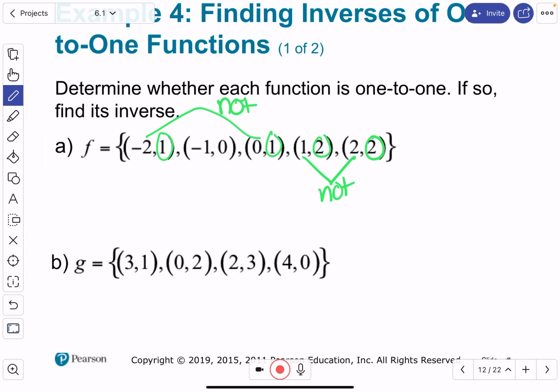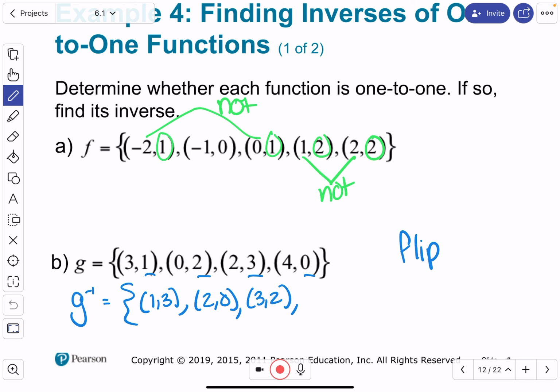Looking at B, all of our y's are different, so it is 1 to 1. To find the inverse, you flip all of your ordered pairs. So G inverse would equal: 3, 1 becomes 1, 3. 0, 2 becomes 2, 0. 2, 3 becomes 3, 2. And 4, 0 becomes 0, 4. Now we have our inverse function.